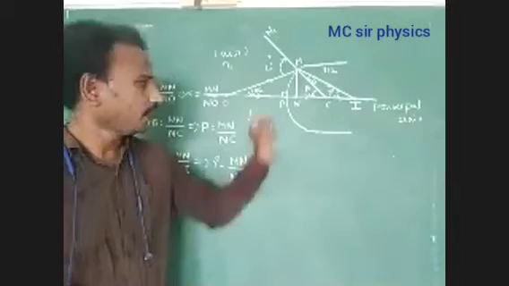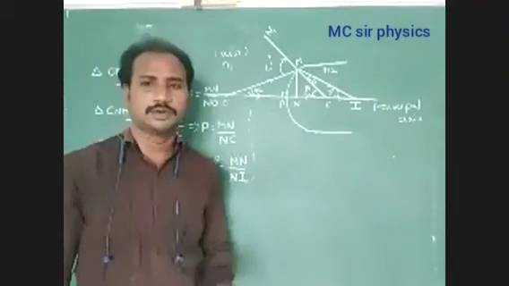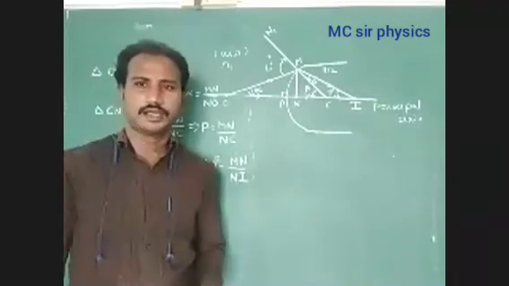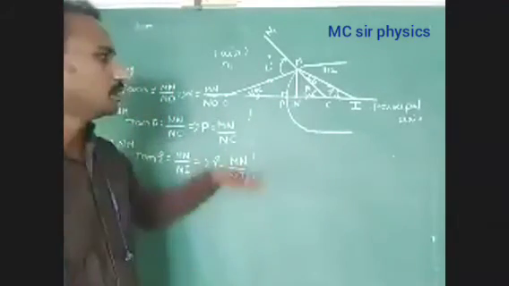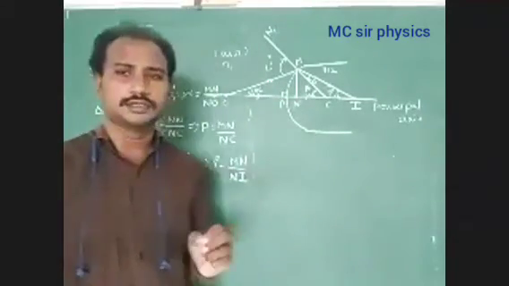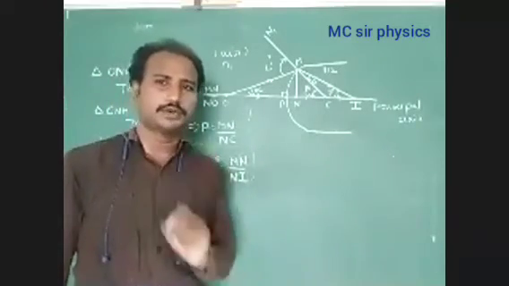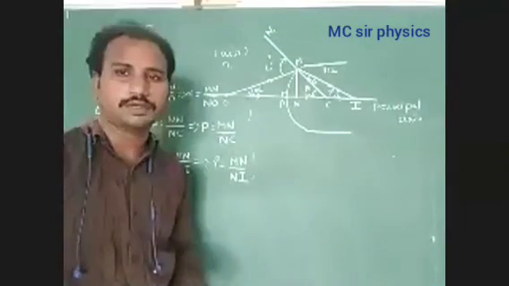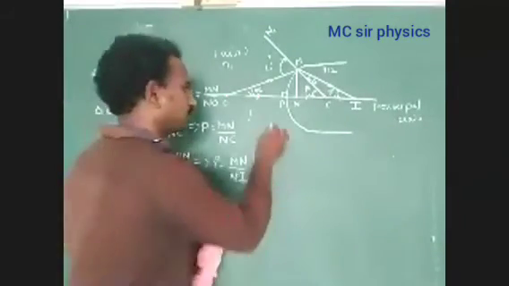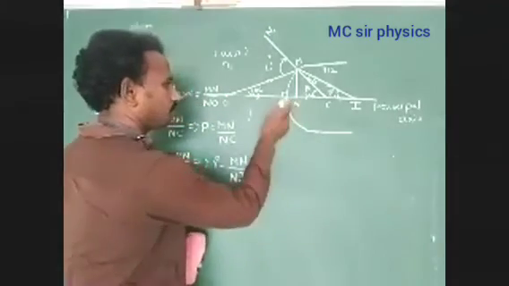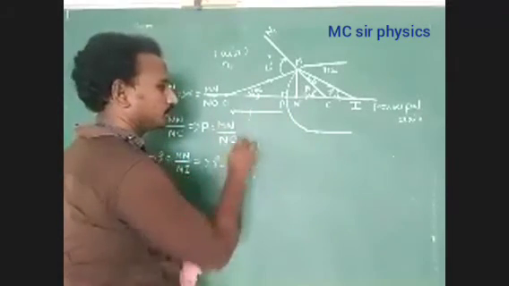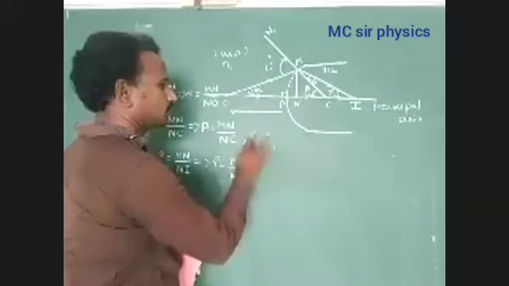Which is the reference point? Pole is the reference point. In which direction? Horizontal direction. In the horizontal direction, if we want to calculate any distance, we require a reference point. What is the reference point? Pole is the reference point. Just find out the object distance from pole to object. What is the object distance?